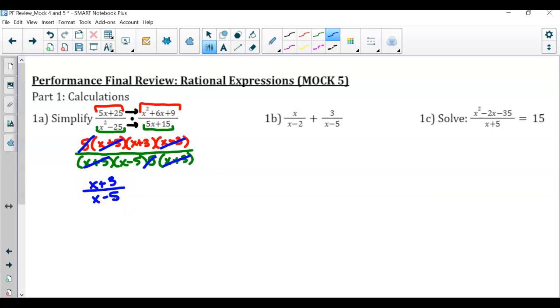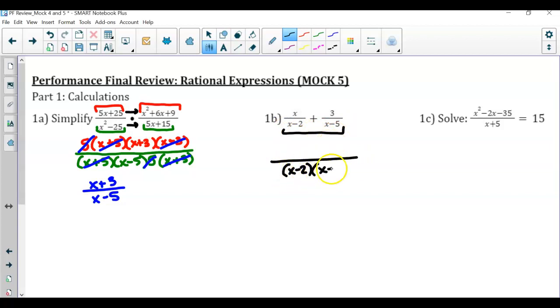Now, in 1b, we are adding. And in order to add, the denominators do have to be the same. But notice how I cannot factor, right? That's just x minus 2 and x minus 5. So that means that the common denominator is just multiplying them to each other.